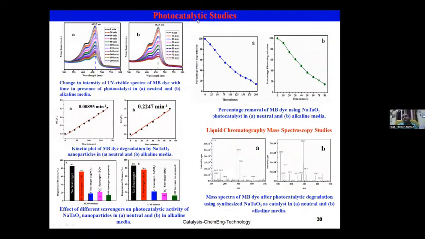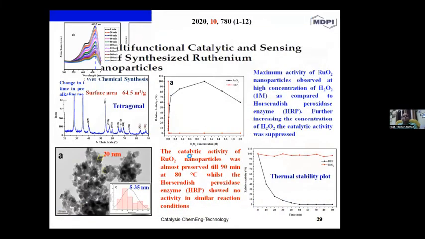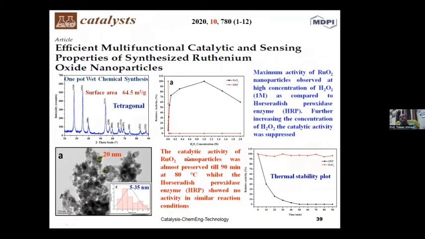We did the degradation of the methylene blue dye in two mediums, neutral and alkaline, and we found that nearly 96% of the dye was degraded in 100 minutes when the medium was neutral. But when we changed the medium from neutral to alkaline, the same amount of dye was degraded in 80 minutes. So this was a significant result that we obtained for methylene blue dye. And with the help of the LC-MS study, the possible degradation pathway of methylene blue has been reported in literature.